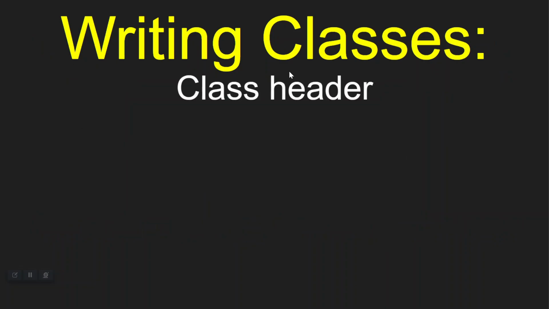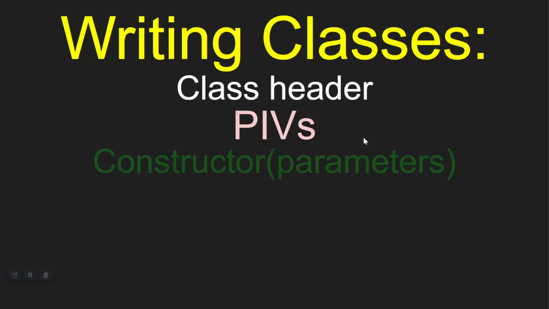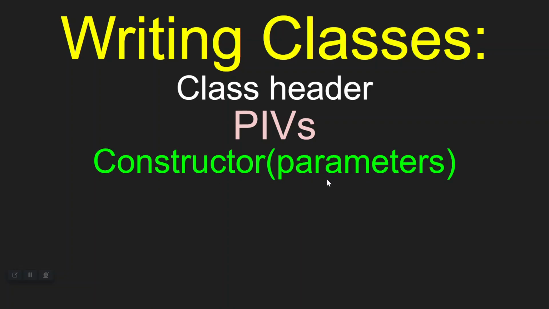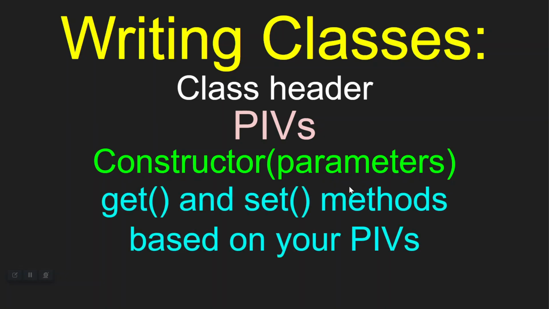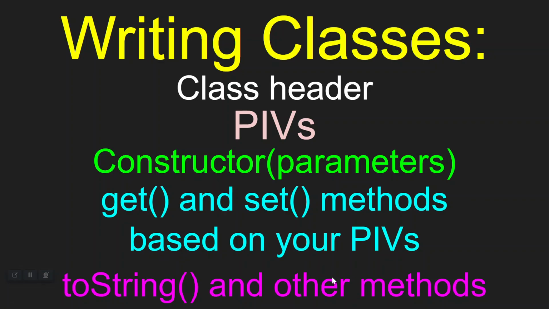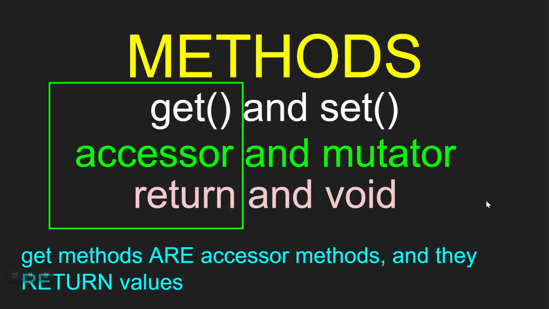And then when we're writing classes, let's just remember what our general class structure is. You always start with your class header, so it'll say public class and then whatever the name of your class is. Then you're going to have your private instance variables or your fields. Then you're going to have a constructor, which may or may not take in parameters. After that, you've got your get methods and your set methods, which are all based on your instance variables. And then finally, you're going to have your toString method as well as any other method. So you can write all kinds of customized methods in your class. That's entirely up to you as the programmer, which is one of the things that makes Java so great.